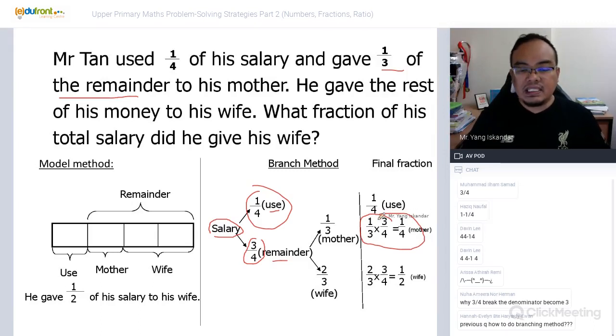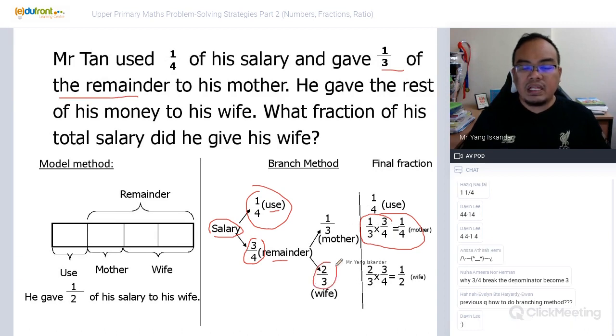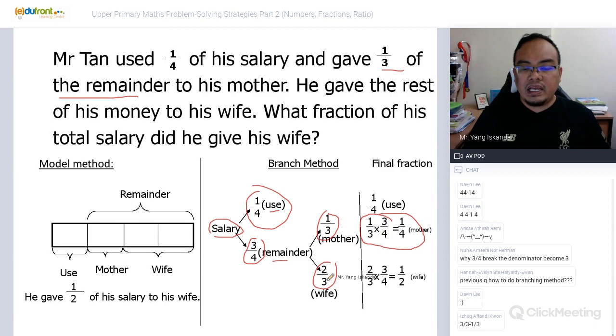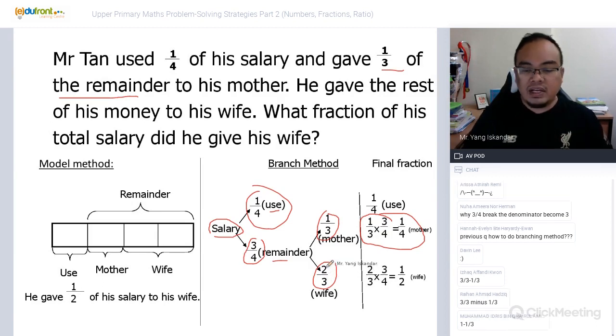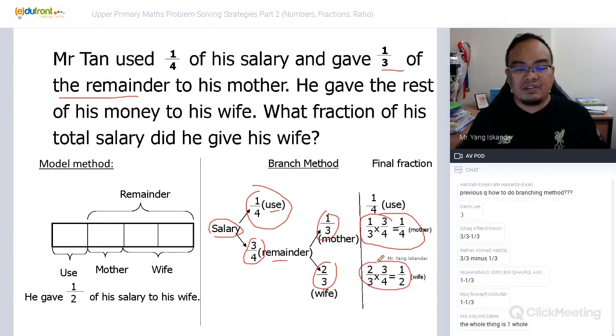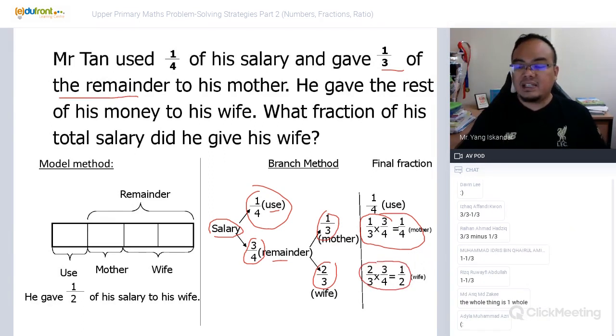And then the balance you give to the wife, right? Now, can you tell me how you get 2/3 here? 1 whole minus 1/3, correct? 1 whole minus 1/3 and you get 2/3. So the wife gets 2/3 of 3/4. 2/3 times 3/4, you get half. And this is the answer.